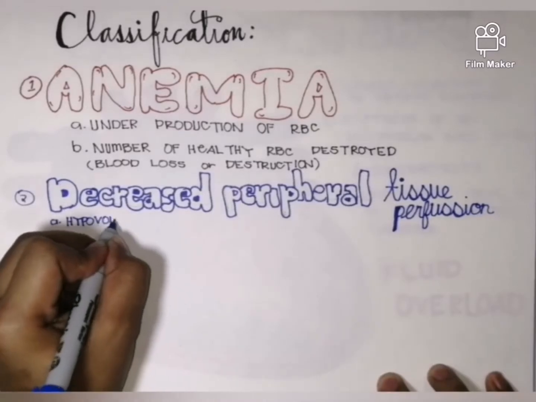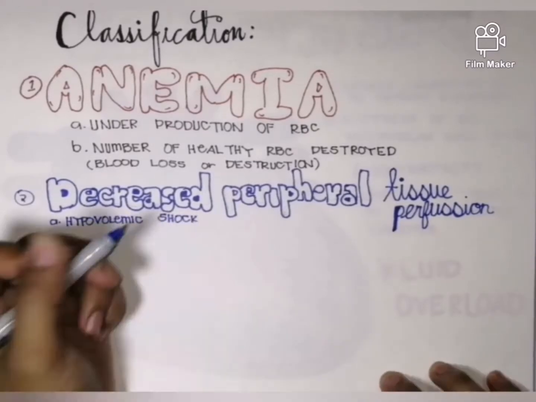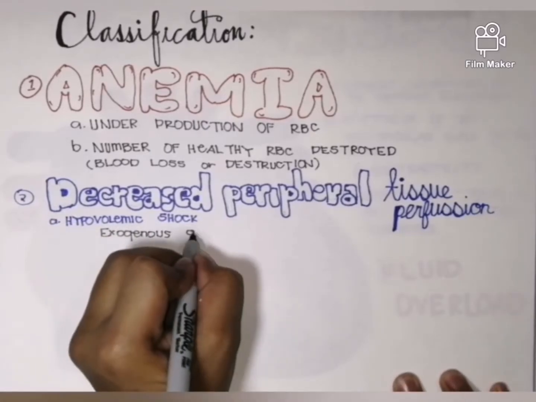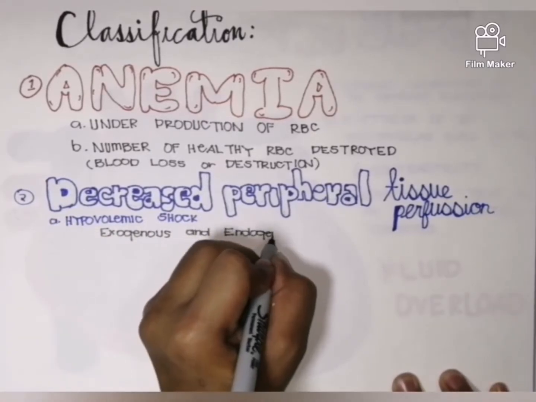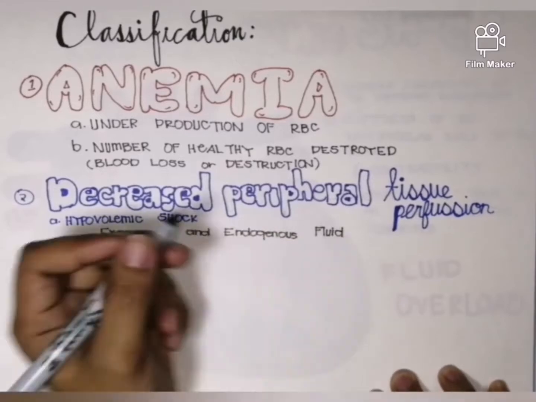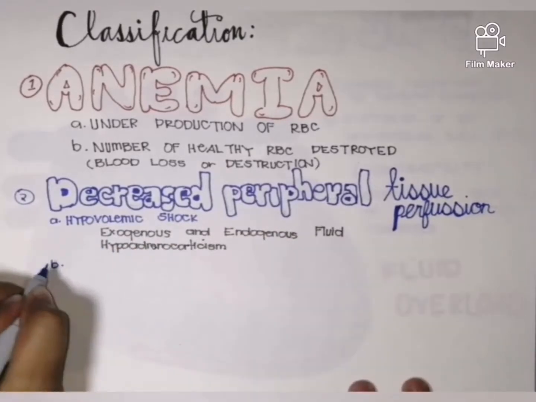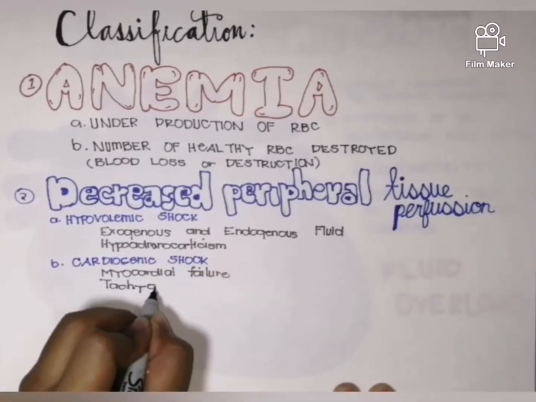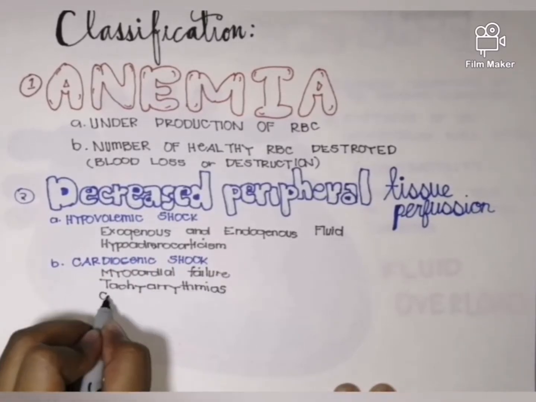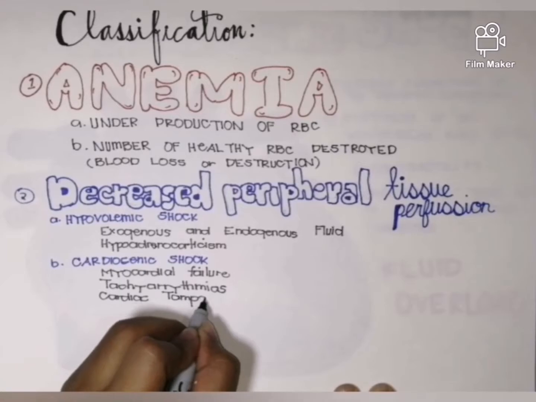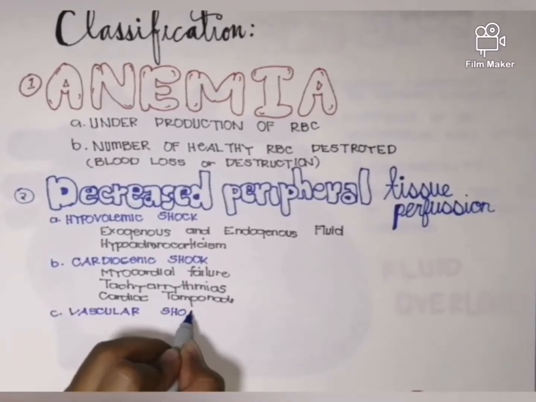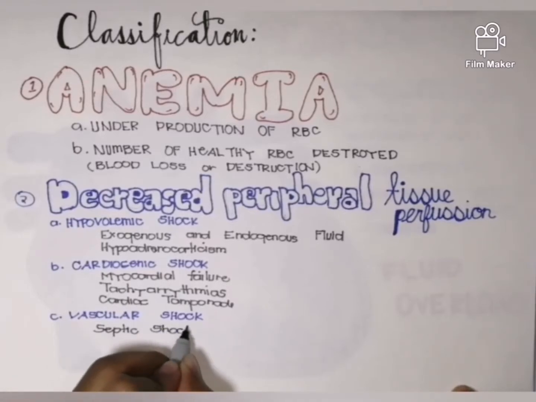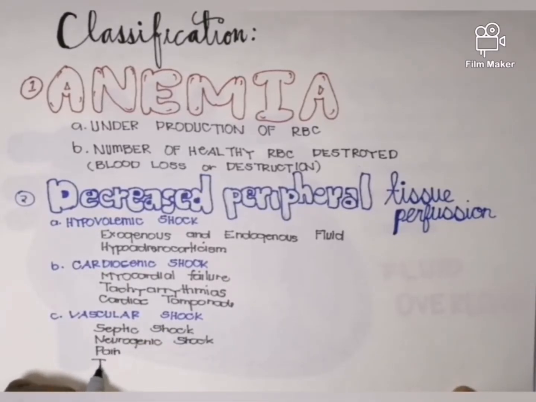Second, decreased peripheral perfusion. Here we have three: hypovolemic shock, caused by endogenous fluid loss and hypoadrenocorticism; cardiogenic shock, caused by myocardial failure, tachyarrhythmias, and lastly cardiac tamponade; and vascular shock, caused by septic shock, neurogenic shock, pain, and trauma.